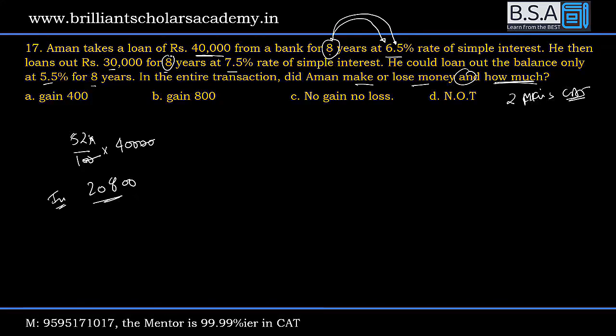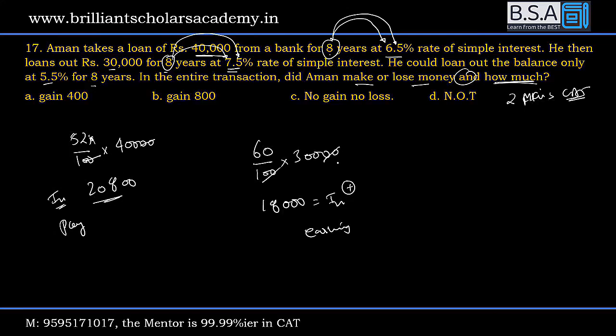Now for 8 years, he is getting interest of 7.5. 8 into 7, 56. 8 into 0.5, 4. 56 and 4, 60%. He is earning 60% interest on 30,000. So cancelled. This is 18,000 interest he is earning. This is what he has to pay, and this is his earning.